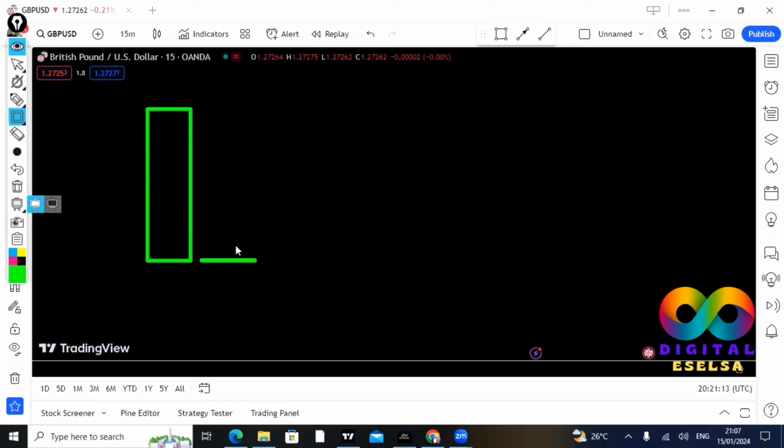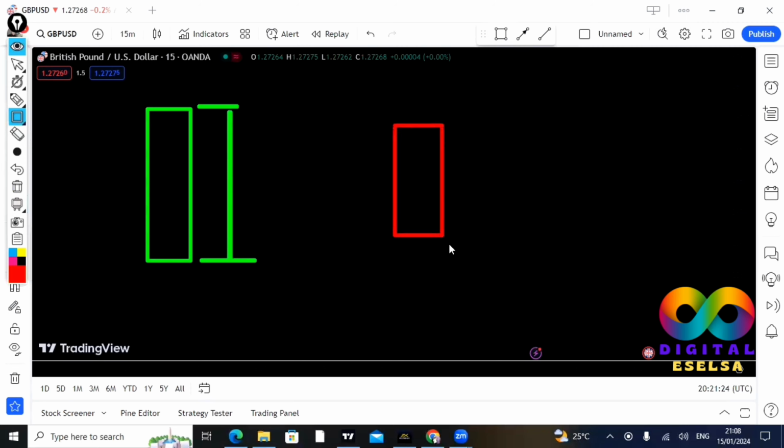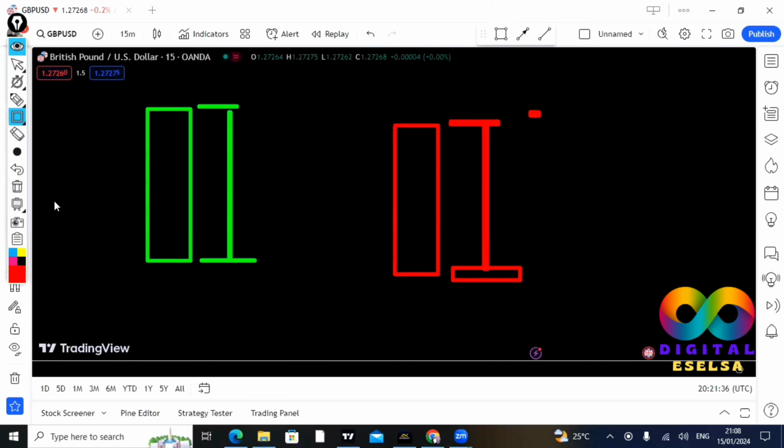This is the open price and this is the close price, because buyers tend to push the market up. But a bearish candle will be like this. This is the open price and this is the close price, because bears, or the sellers, tend to push the market down. I know that this illustration is very clear. I believe you are actually understanding it.